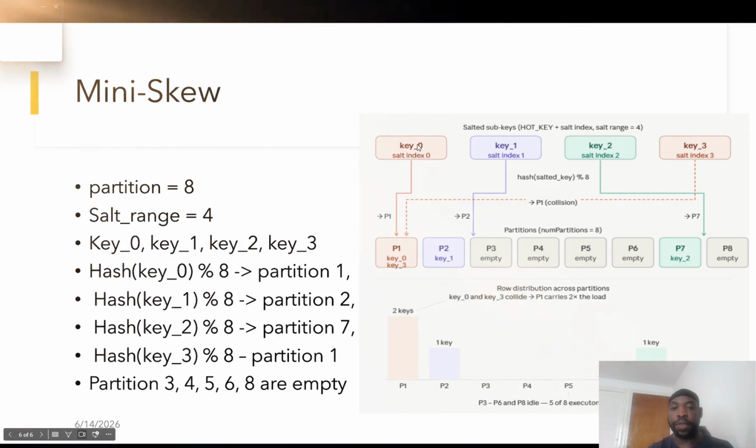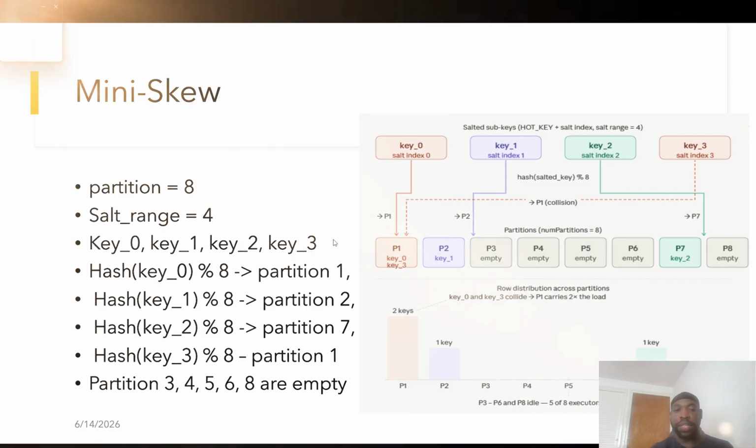So as you can see here, the first record goes in here, the second record goes to P2, P3, P4, P5, P6 are empty, and the last goes to P7. So all of the executors responsible for these are not doing as much work as partition 1 is doing. This is where mini-skew happens, and the reason for this, as I mentioned earlier, is that the salt range is a factor, the prime factor, of 8.